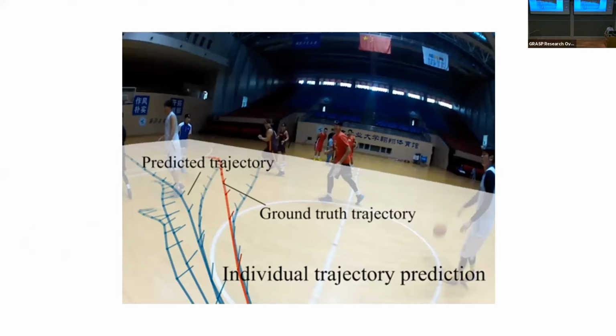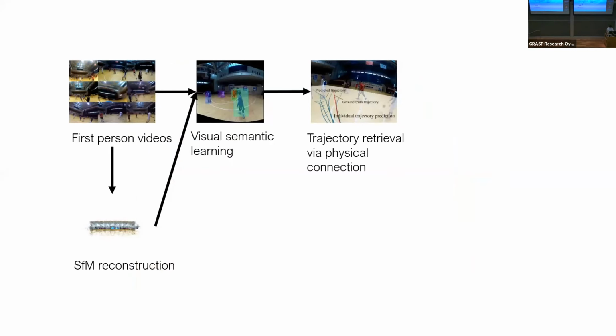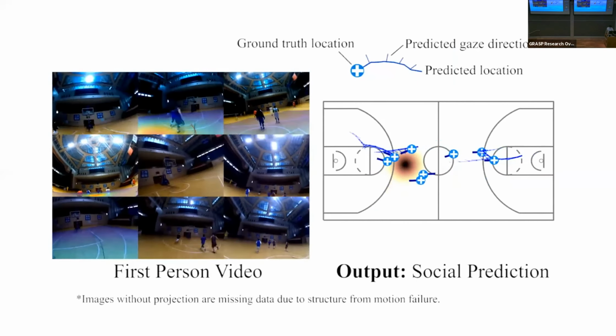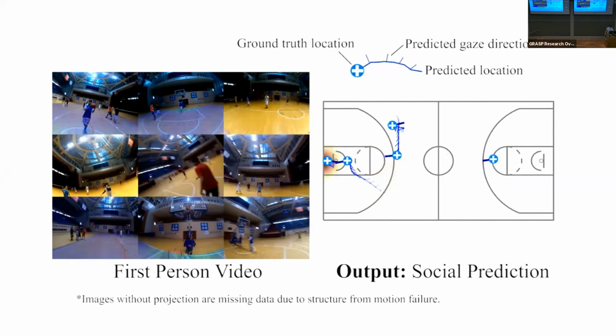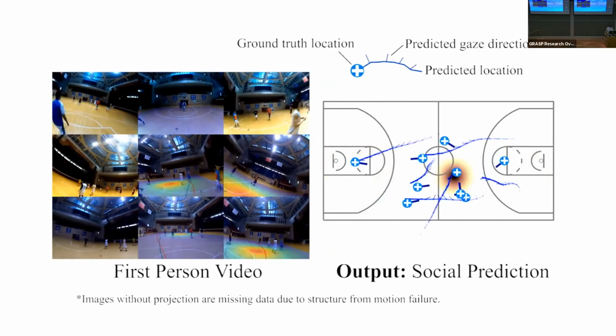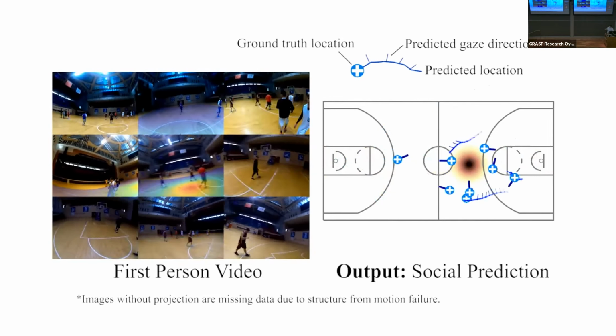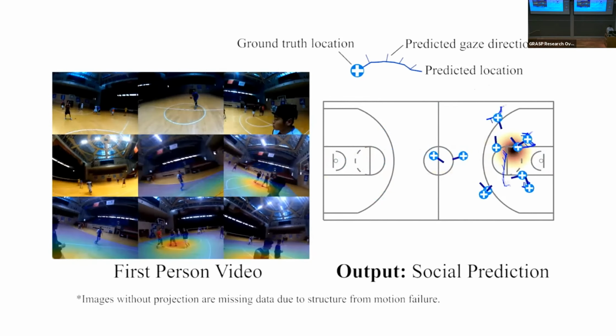In the past, we have studied multiple aspects of first-person video. The first thing is to infer people's intention based on what he sees in the first person. The first task we're trying to do is trajectory retrieval from the physical connections, and the task formulation is that given the first-person video, we're trying to predict the future localization of this person and how he or she is going to move from the current state to the goal state.